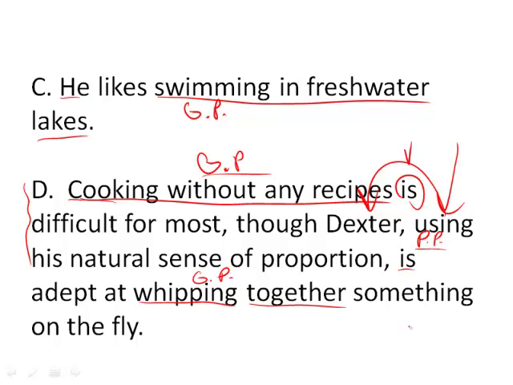So if you got that at home first time around, you've definitely nailed it. If not, go back, watch the videos again, and you may also want to watch the videos on dangling participles.